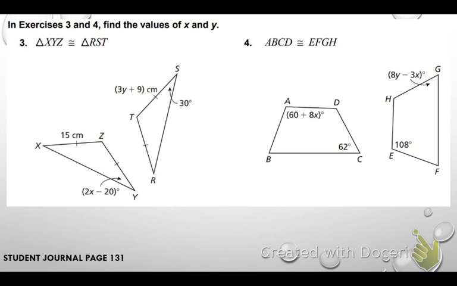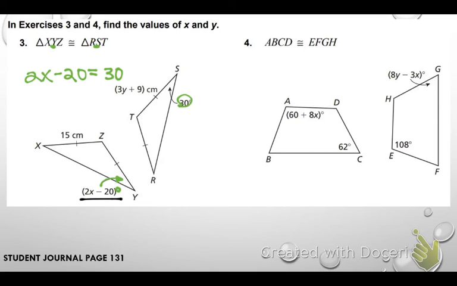2x minus 20, is this a side or an angle? An angle. Can someone raise their hand and tell me why we think it's an angle? There's a degree symbol. What else tells me it's an angle? Jerron, I heard you saying something. It's pointing to where? To the angle, yeah. 2 very good reasons. So it's at angle Y. What is congruent with angle Y? Angle S, which would be 30 degrees. So you would set them equal, 2x minus 20 equals 30. We're not going to solve for now.